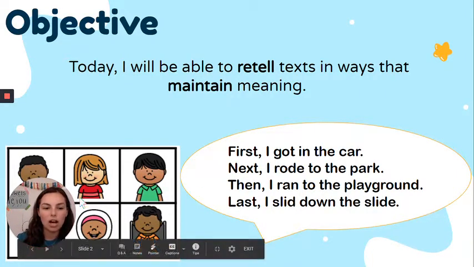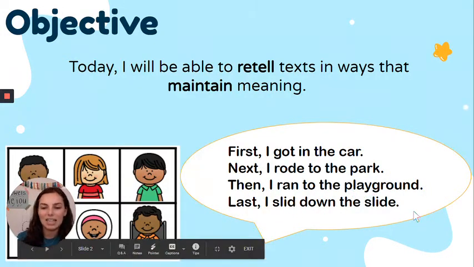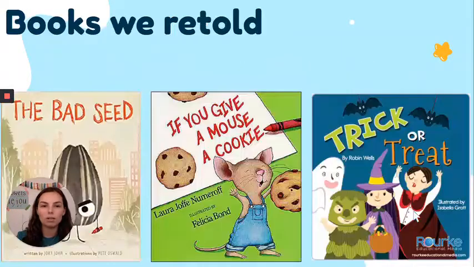So here's our little girl in a Zoom meeting, and she's telling about a time where she went to the park. First, I got in the car. Next, I rode to the park. Then I ran to the playground, and last, I slid down the slide. She's keeping the meaning the same by putting things in order.